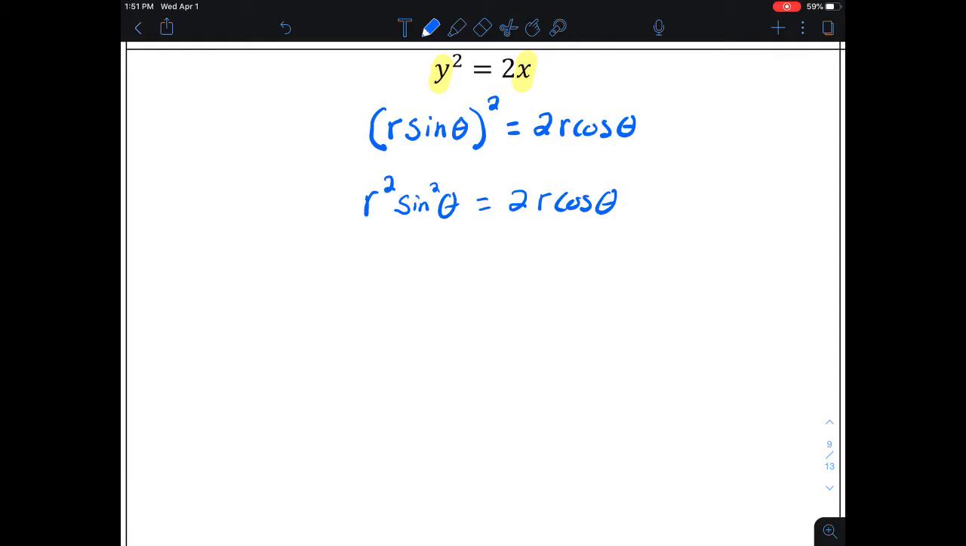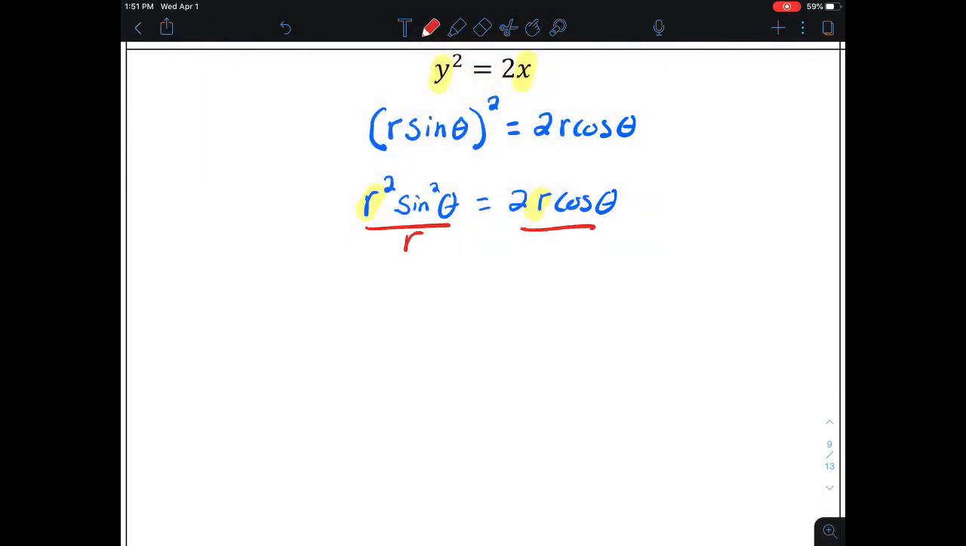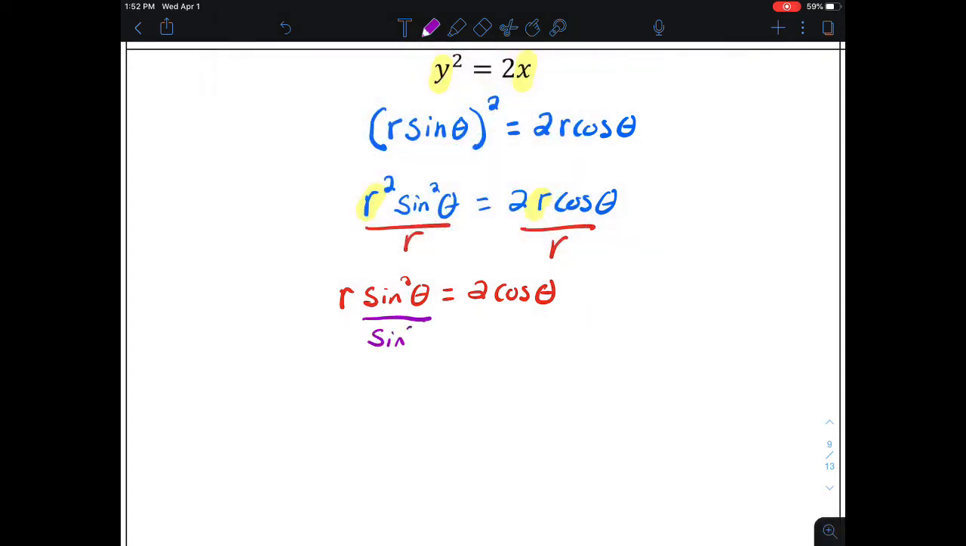Now everything in our problem has an r in it, so I'm going to divide by r on both sides to simplify it. And that's going to give me r times sine squared of theta is equal to 2 times cosine of theta. And now from here, we can get this one to be r equals if we divide both sides by sine squared of theta. And that's going to take the sine squared off the left, and I have r equals 2 times cosine of theta divided by sine squared of theta.